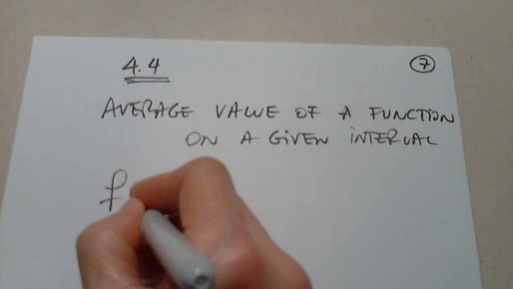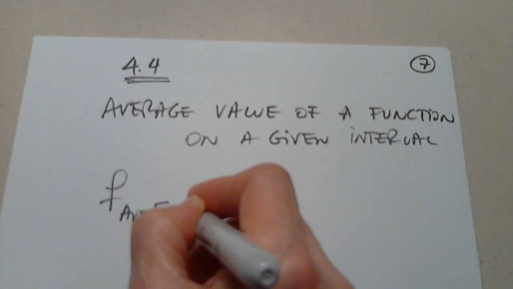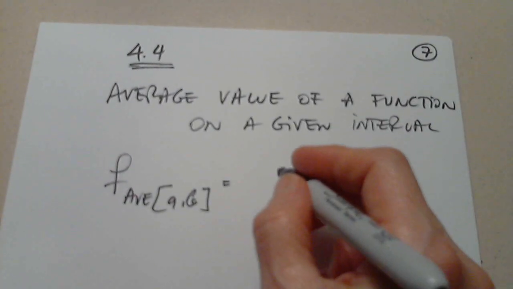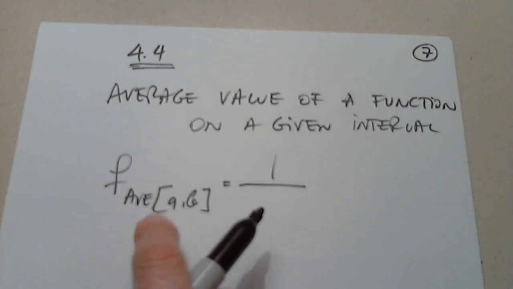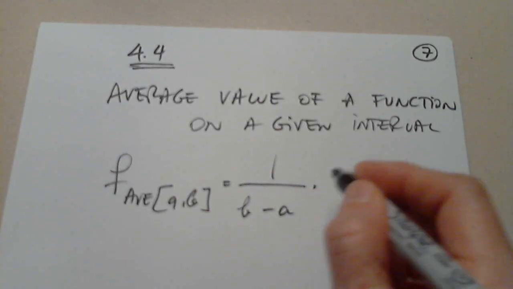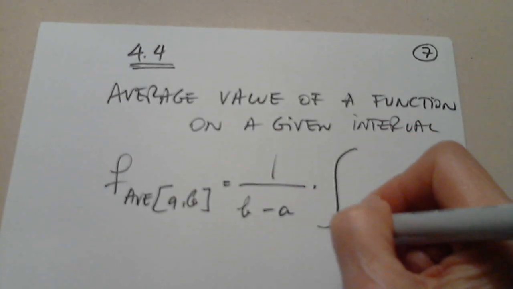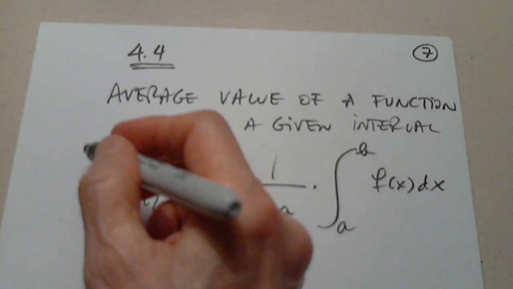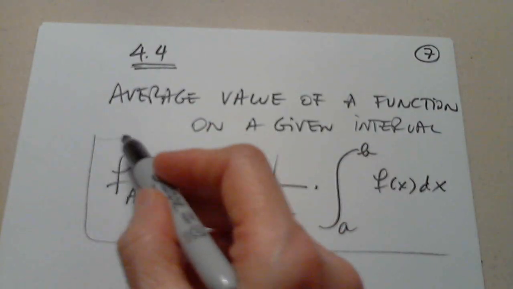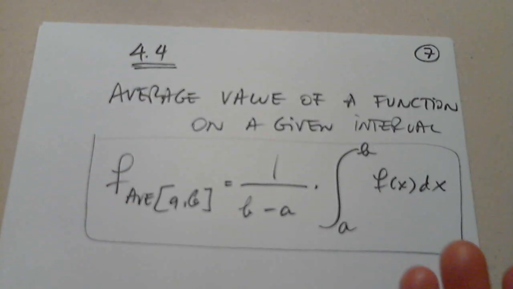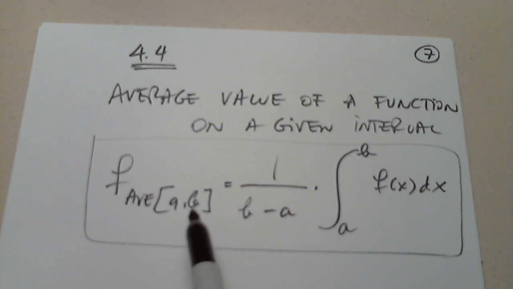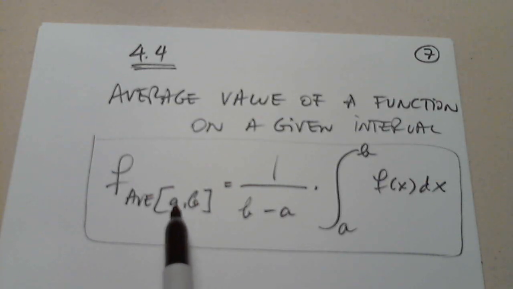f average on the interval, let's say a comma b. This is just a formula: 1 over b minus a, multiplied by the definite integral from a to b of f of x dx. Very simple formula. It's the definite integral with a ratio in front, 1 divided by b minus a.